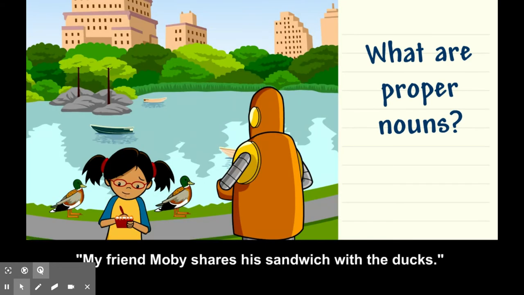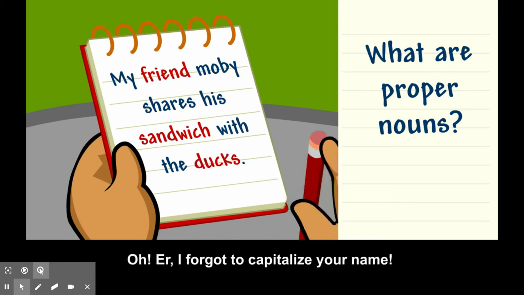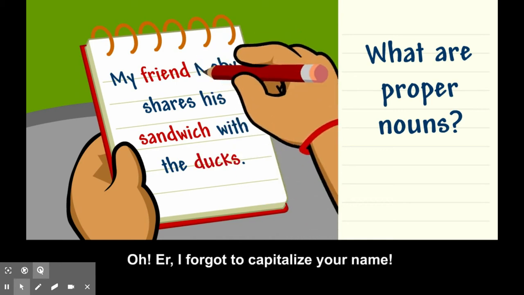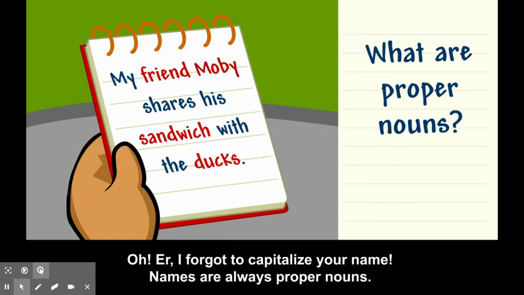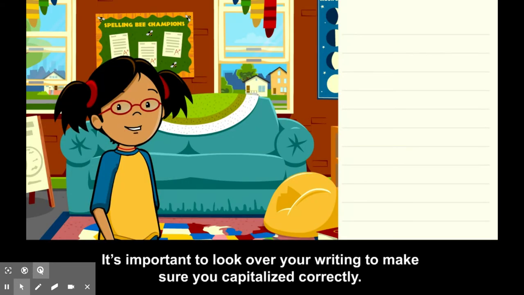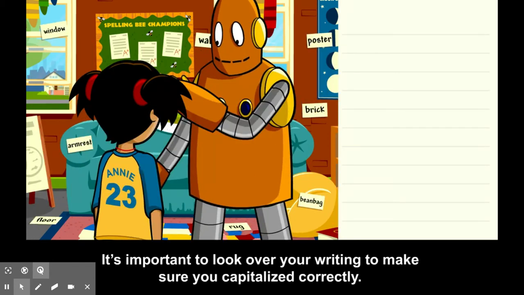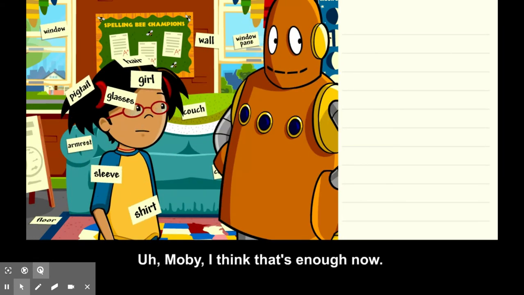My friend Moby shares his sandwich with the ducks. The words friend, sandwich, and ducks are all nouns. Oh, I forgot to capitalize your name. Names are always proper nouns. It's important to look over your writing to make sure you capitalize correctly. Moby, I think that's enough now.